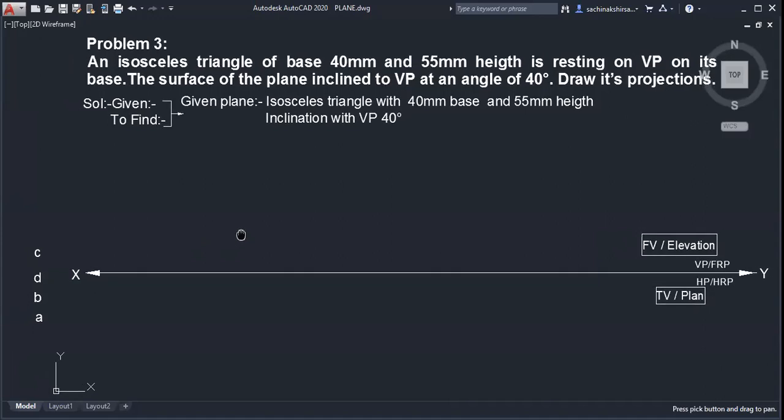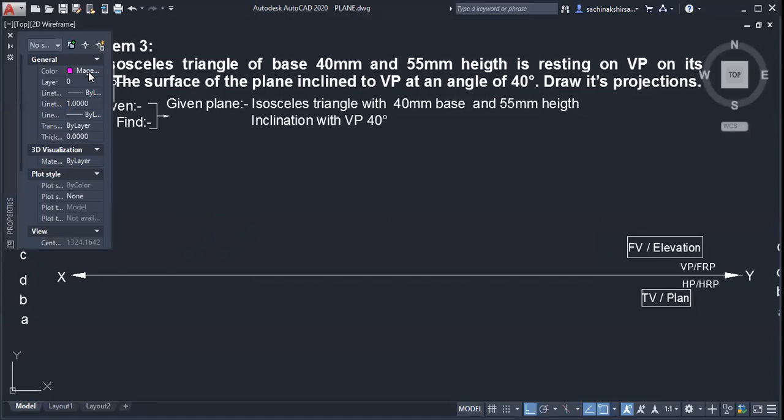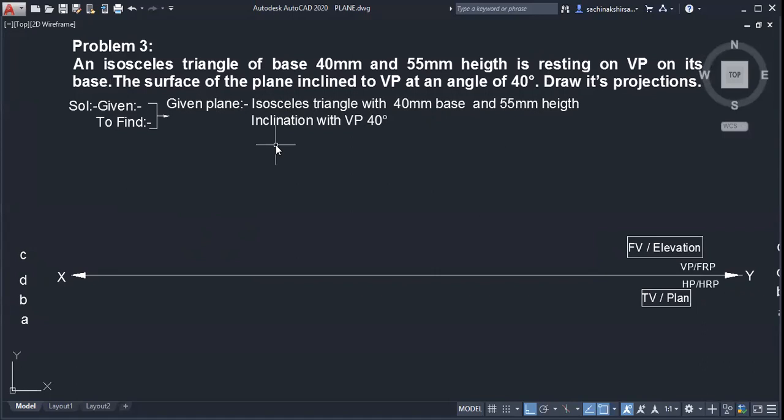So how to draw the isosceles triangle? Base towards the left. How much is the length? 40 mm. So I will draw a line of 40 mm here. Now how to give the height? From the center of this, I can give the height. How much is it? 55. Very simple. It is 55.